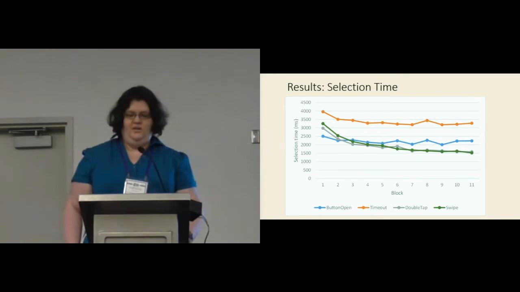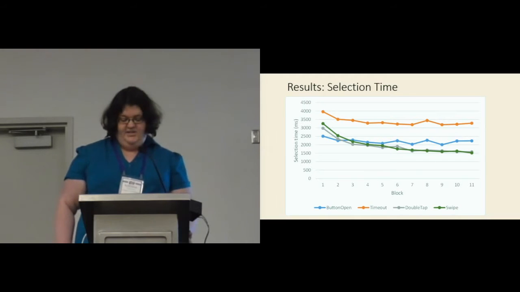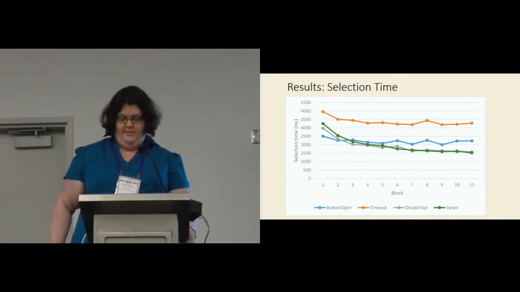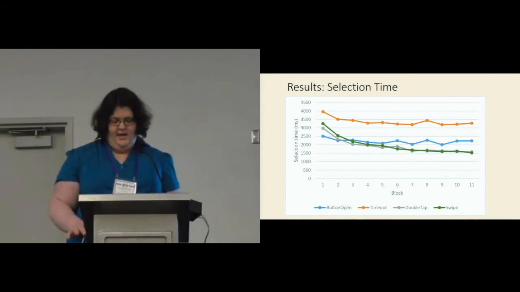So this chart here is showing selection times. The timeout method, where they did press and hold to open the menu, is shown in orange here. It was the slowest by quite a bit. This is mostly due to the fact that they had to do that holding action. It took a little while.